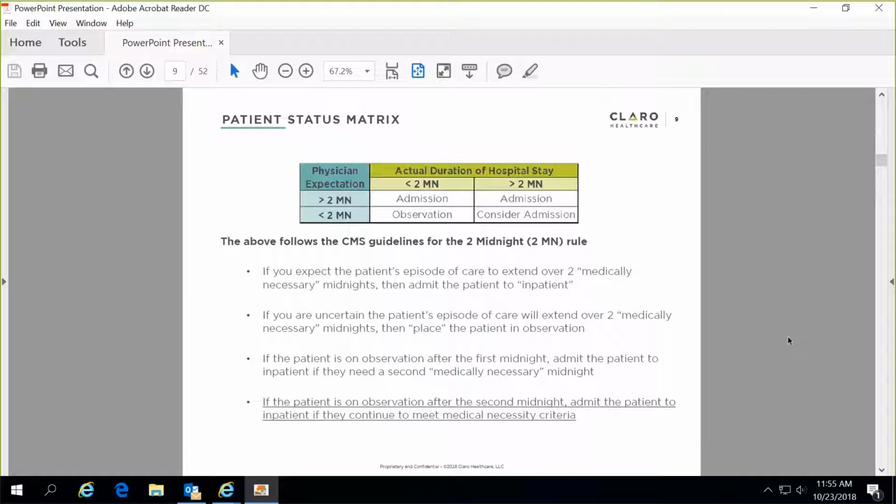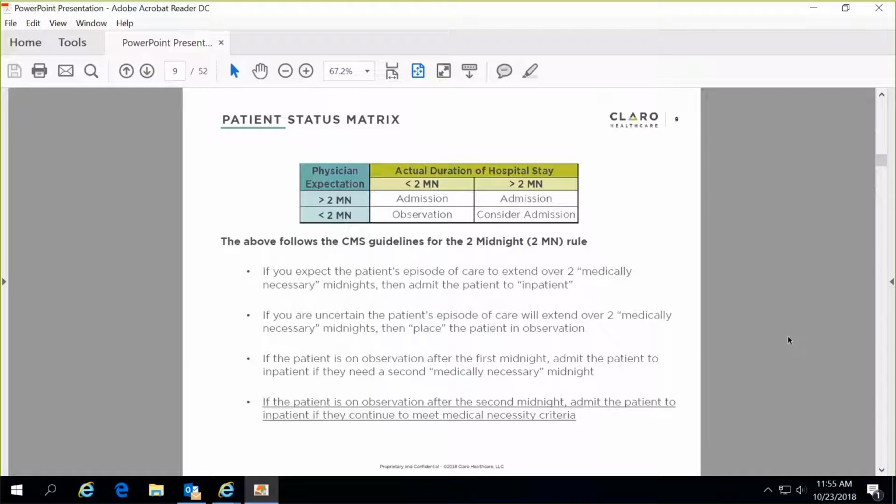If the patient's in observation for the first midnight, admit the patient if the second midnight is medically necessary. And if the patient is on observation after the second midnight, admit the patient to inpatient if they continue to meet that medical necessity criteria.